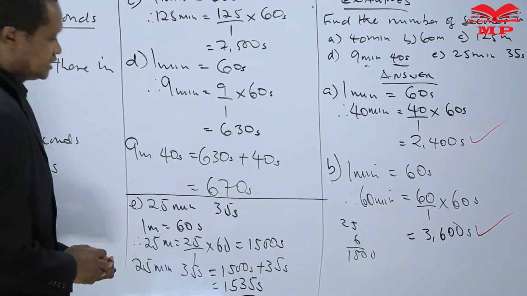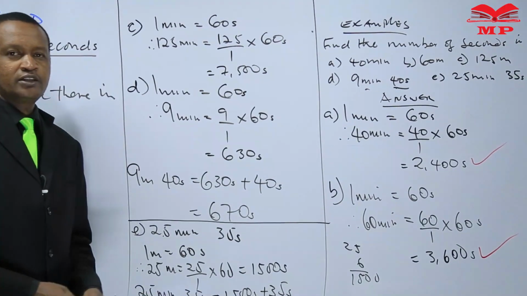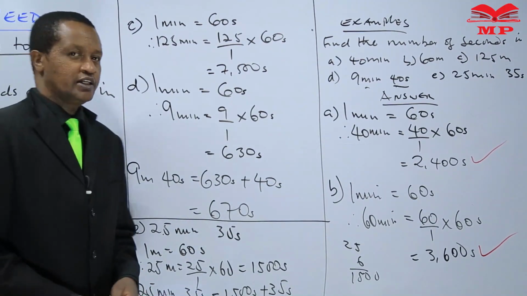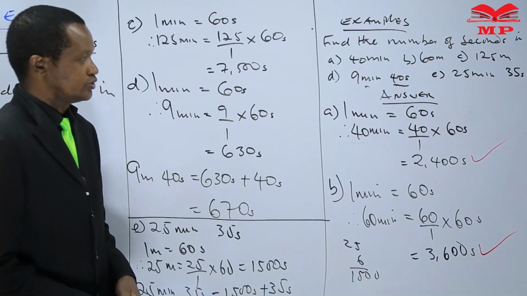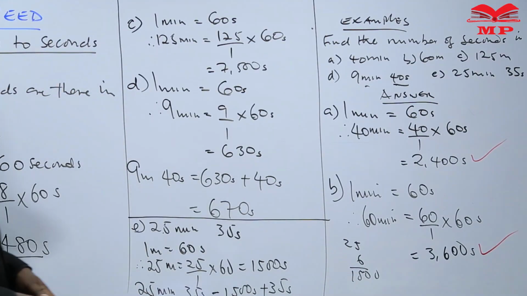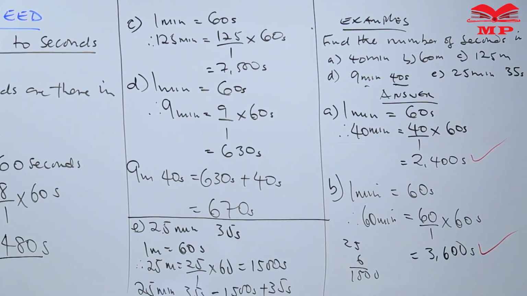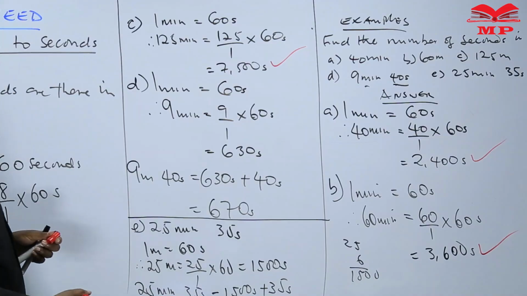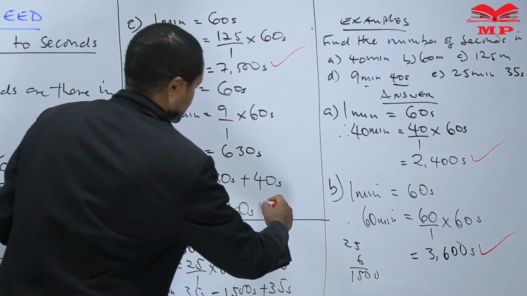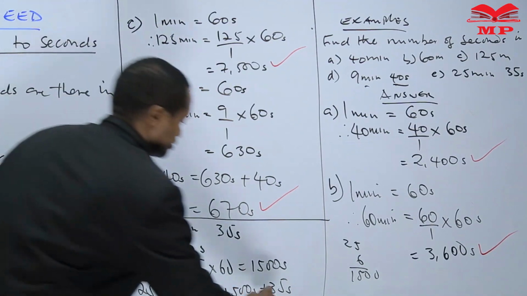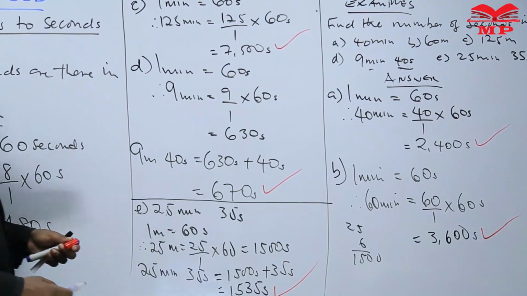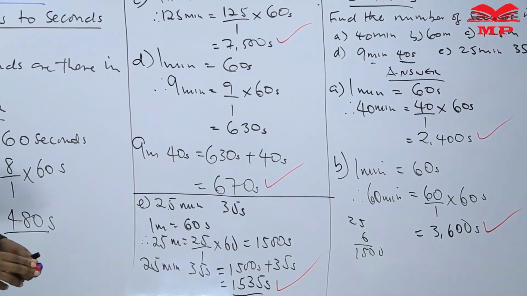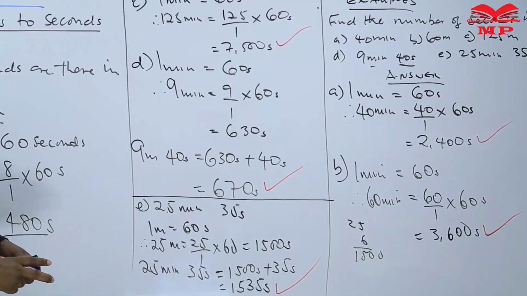1,535 seconds. So learners, thank you for being attentive in our today's lesson. We have learned how to convert minutes to seconds. And let me mark my work. This is correct. This one is also correct. And this is correct. So I have done close to 10 examples today.